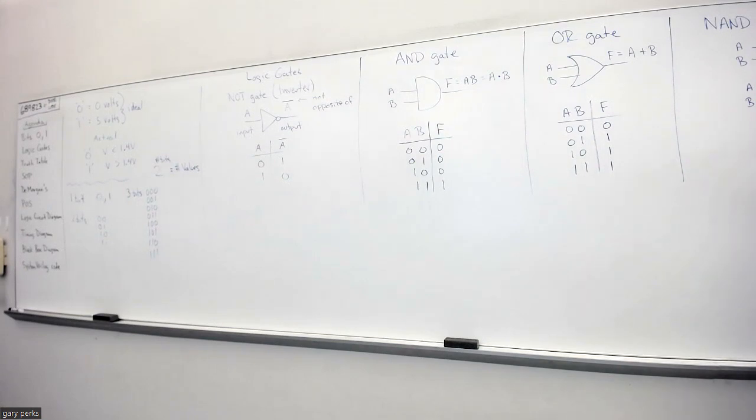So we've got the NOT gate, AND gate, OR gate, NAND gate. What do you think is coming next? NOR gate, exactly. There's a NOR gate. NOR is short for not OR, and the symbol for a NOR gate looks like this. A NOR gate is equivalent to an OR gate with an inverter on the output.